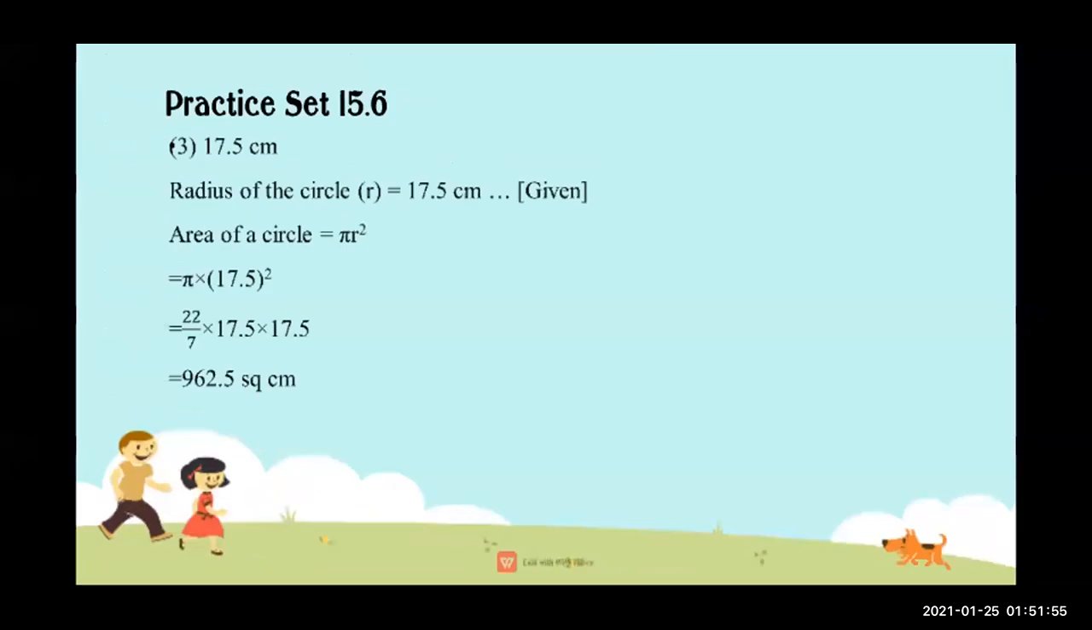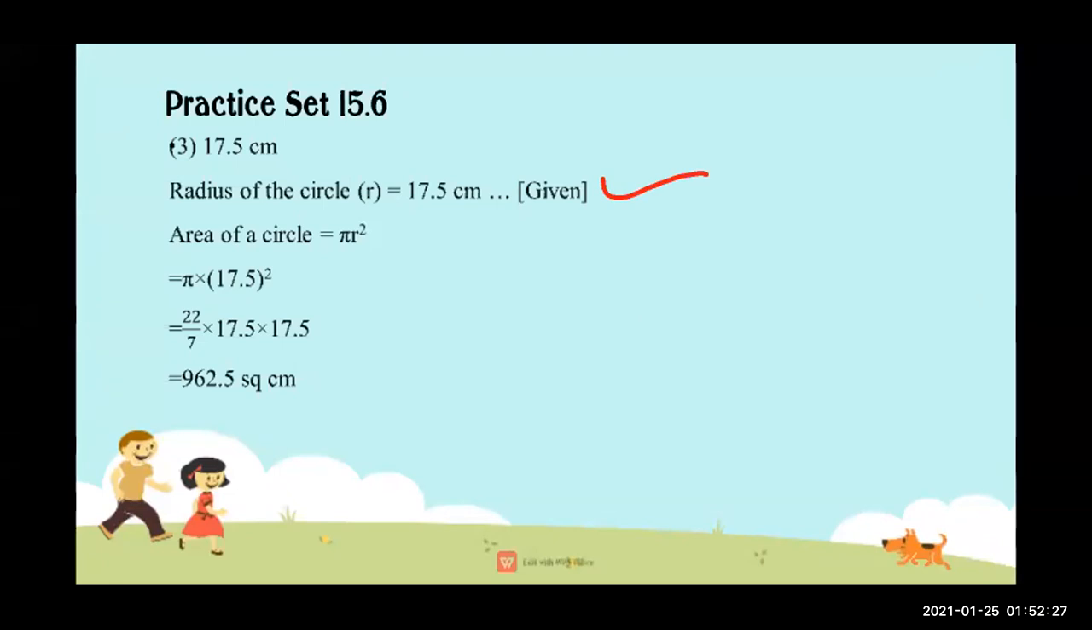Now the second question is, here the radius is given as 17.5. Same, you have to find the area of a circle. Now here, what is given? Radius is given. So the first statement should be: radius of the circle, that is r, equals 17.5 centimeters. That is already given. Now second, we have to find the area of a circle.